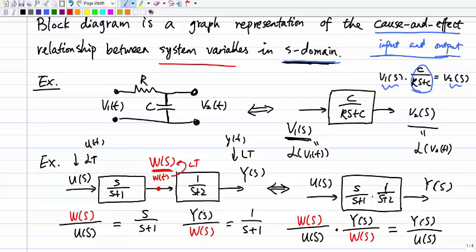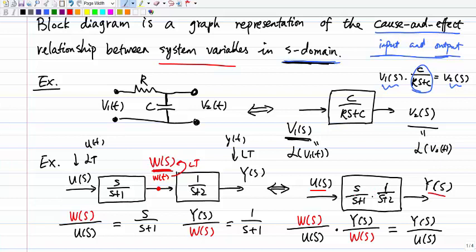So this also is a block, because it characterizes the relationship between Y(s) and W(s). As you can see from here, you can have multiple blocks to describe a system. One nice thing about using blocks is that you can combine them to make it simple. When I want to find a relation between U(s) and Y(s), if they are connected like this, I can just put them together. Just do the product.